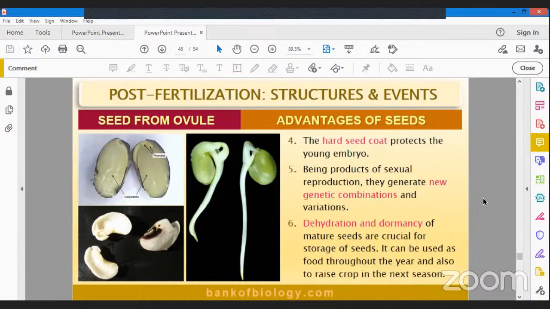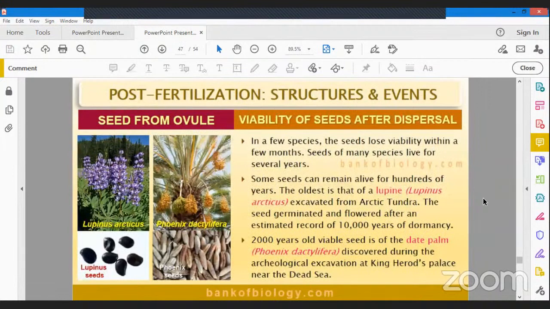Done. So we go to the next part. So, seed from ovule, viability of seeds after dispersal.